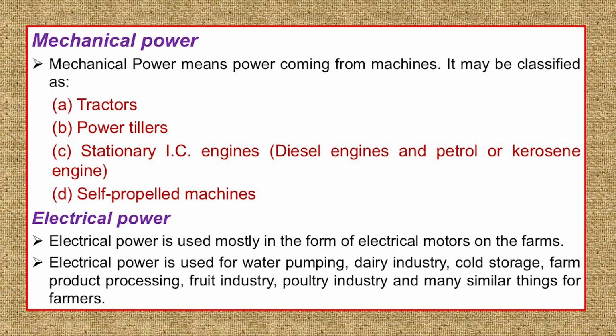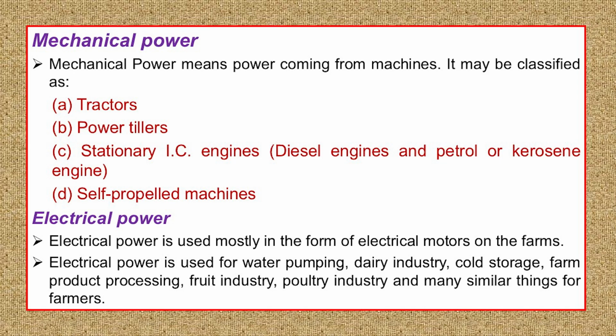The next is the mechanical power. The mechanical power means the power coming out of a machine, and it may be used for various operations. There are many farm machines used in the field of agriculture. The most commonly used and popular one is the tractor, followed by the power tiller. And there are stationary IC engines also. IC engine here indicates internal combustion engine, under which it may be a diesel engine or a petrol engine. There used to be a kerosene engine too. Nowadays they have vanished; they have become obsolete.